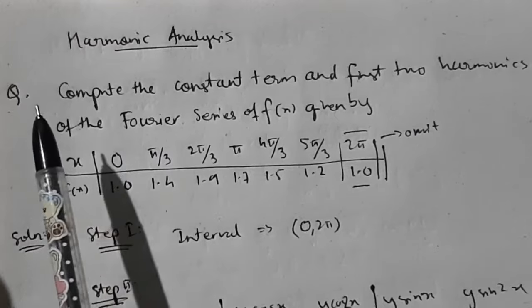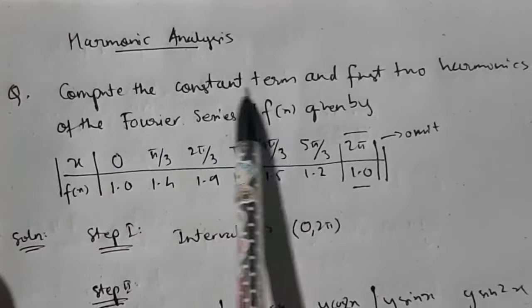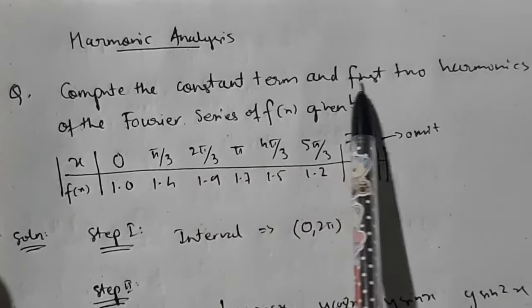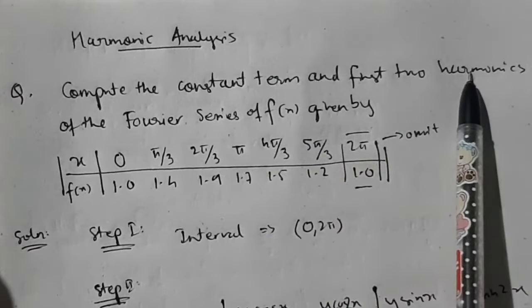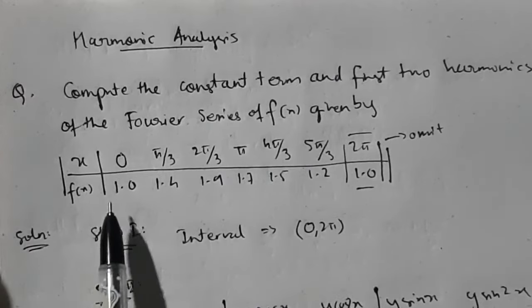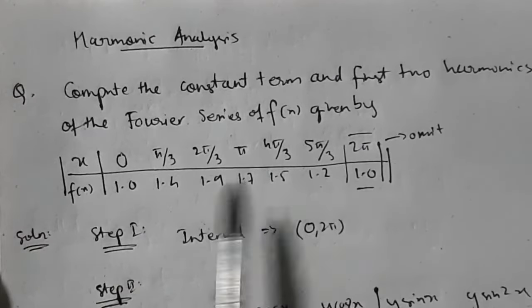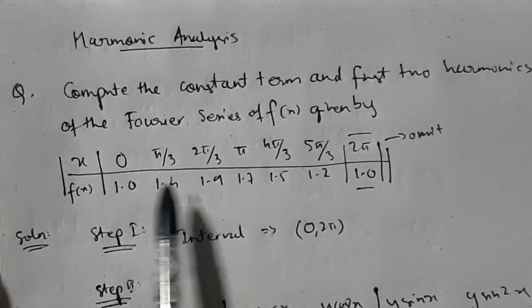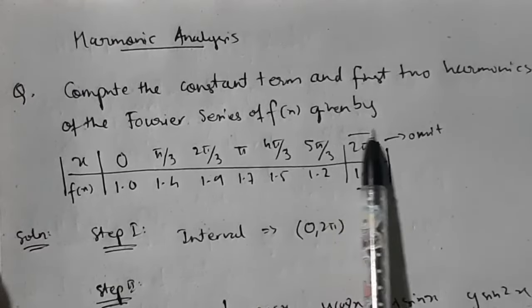Okay, the question will be in this form: compute the constant term and first 2 harmonics of the Fourier series. They will give one table here. Now what you need to do, you need to see if any value gets repeated here in the first and last stage. If it gets repeated, you have to not consider this value.